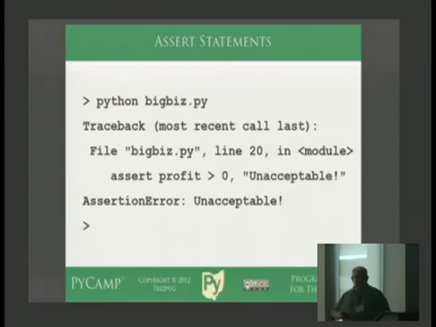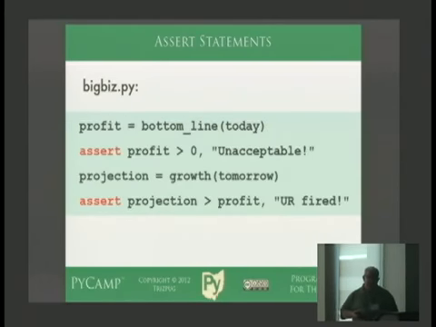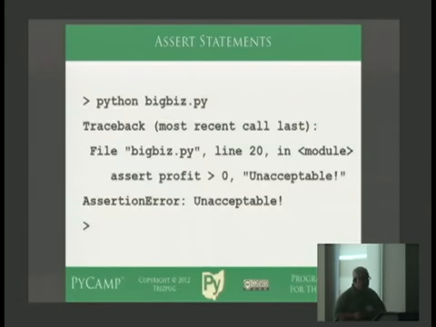In that case, we should be able to run BigBiz. And it's going to come to that very first assertion statement that tests. When I call the bottom line function and I take its return value and bind it to profit, I'm going to test with the assert statement the value bound to profit. And if it is not greater than 0, then I had better raise an assertion error and say that's unacceptable. And that's exactly what occurs when we run this script, because it's going to get back a profit of negative 1 million, which is not greater than 0. And so an assertion error is raised with the unacceptable message.